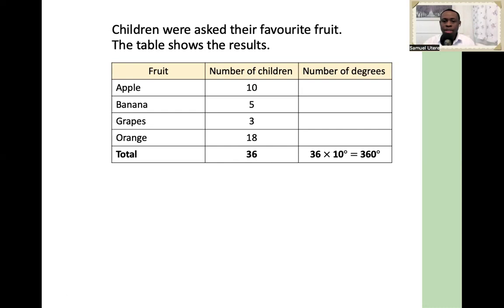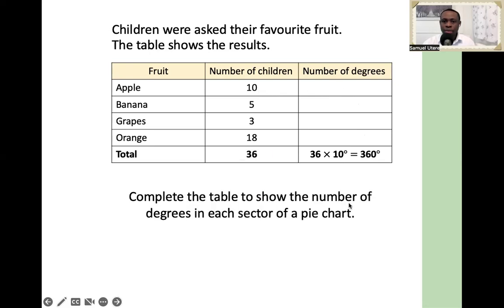So in this case, we know that the special number that we can multiply our total data by to get 360 degrees is 10, because 36 times 10 will be equal to 360 degrees. So 10 degrees is our special number. So it means we can now say the proportion of children out of the 360 degrees is 10 times 10 degrees.